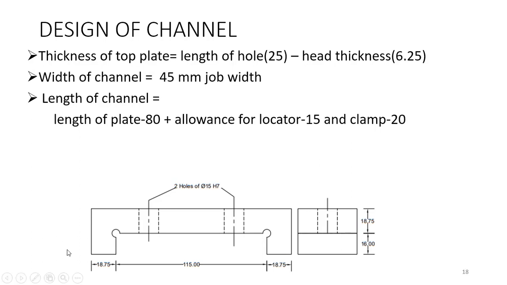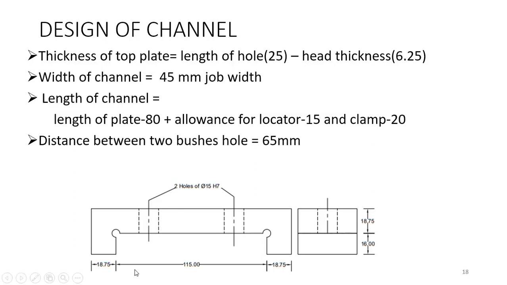Then we will find length of this channel. It will be equal to length of plate in which we need to drill two holes, that is 80 mm. Allowance for locator is 15 mm and allowance for clamp will be 20 mm. And so we will find length of channel plate will be 115 mm. Then we need to consider distance between two holes in which we will assemble jig bush. It will be 65 mm, that we have considered from design of plate.